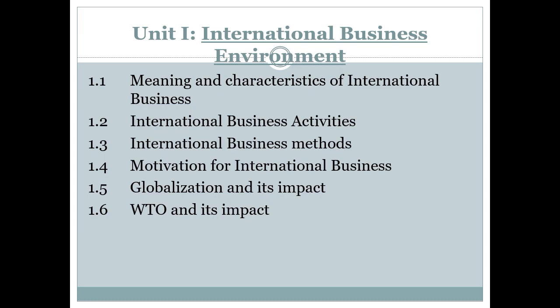So in unit number 1, which is titled International Business Environment, we will go through the meaning of international business. Then we will see the activities, methods and the motivation in international business. Then we will go through terminologies like globalization, and see the positive as well as negative impact of globalization on international trade or international business. Then we will see the organization WTO, the World Trade Organization, and its positive as well as negative impact.